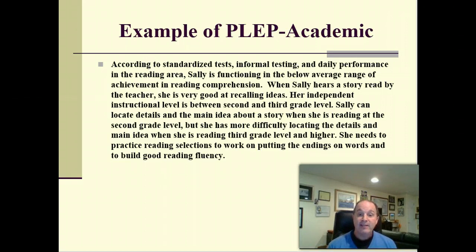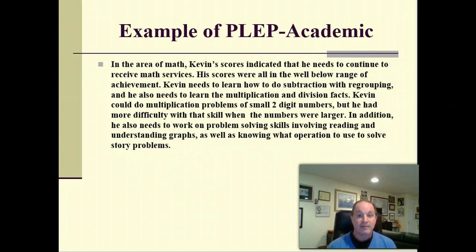Sally can locate details and the main idea about a story when she is reading at the 2nd grade level, but she has more difficulty locating the details and main idea when she is reading 3rd grade level and higher. She needs to practice reading sections to work on putting the endings on words and to build good reading fluency. So here's a good example of where Sally is performing academically. Where is Sally performing in the reading area? What is her present level of academic achievement?